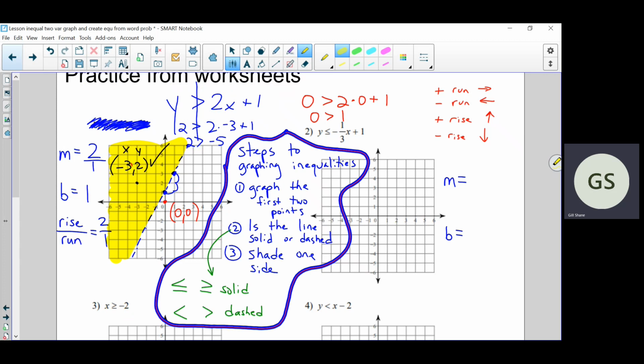So first we did the 2 points, then you have to say, okay, is the line going to be solid or dashed when you have the 2 points? Because you have to draw a line through them. Well, that's just based on the symbol. Then the last step is shading one side, and that's where you're plugging in 0, 0.